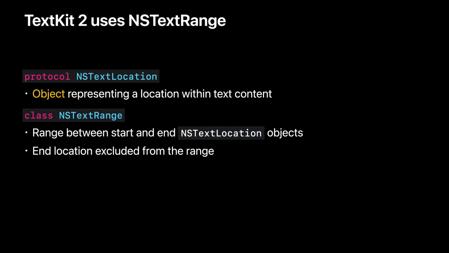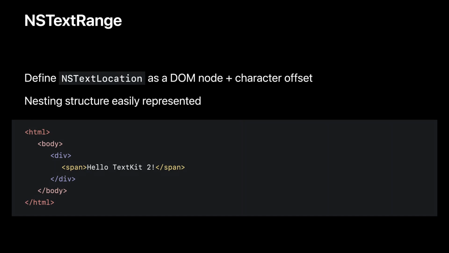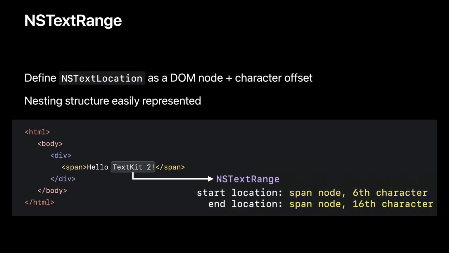NSTextLocation is an object that represents a single location inside the text content. NSTextRange consists of a start and end location. The end location is excluded from the range. These new types can represent the nested structure of this HTML document by defining a location as the DOM node plus a character offset. Since NSTextLocation is a protocol, any custom object can be a location as long as it implements the NSTextLocation protocol methods, and this is crucial infrastructure for working with different types of backing stores that support structured data in their models.